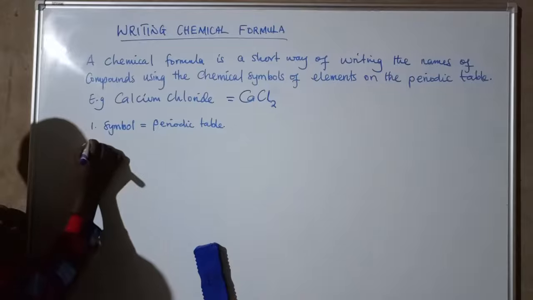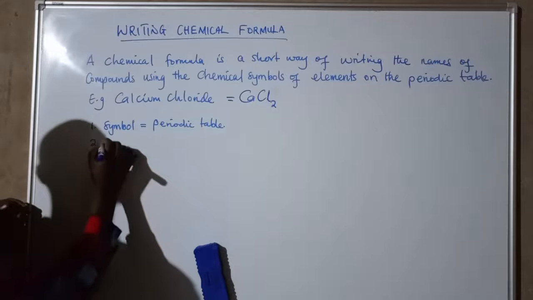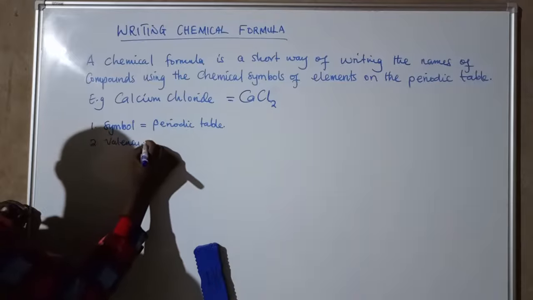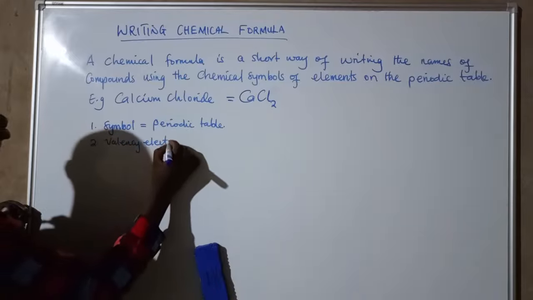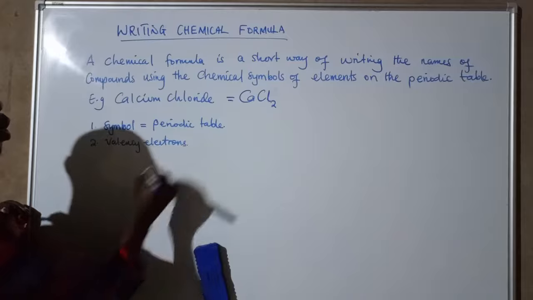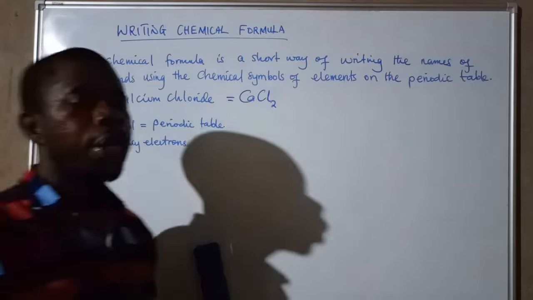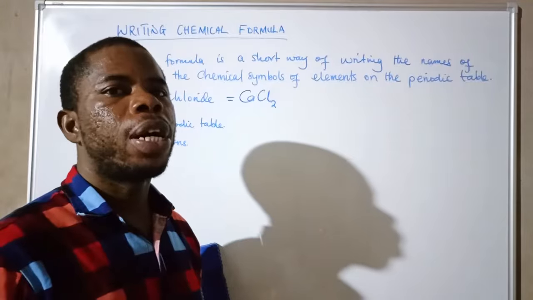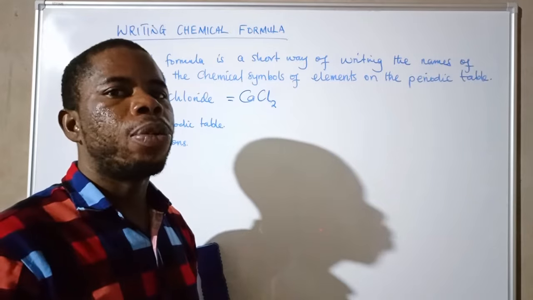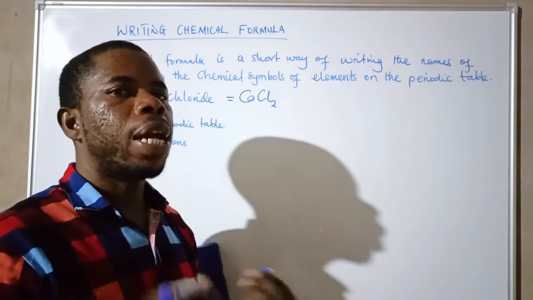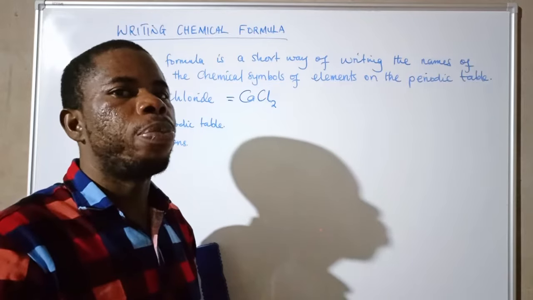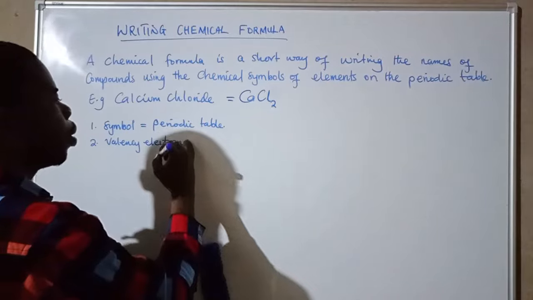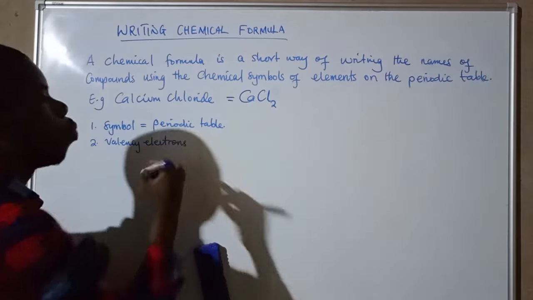Then what else do you need? You need to know what we call valence electrons. Now, what are valence electrons? Valence electrons are the number of electrons which a metallic atom loses to become stable. There are two definitions, or I can define it in one way.